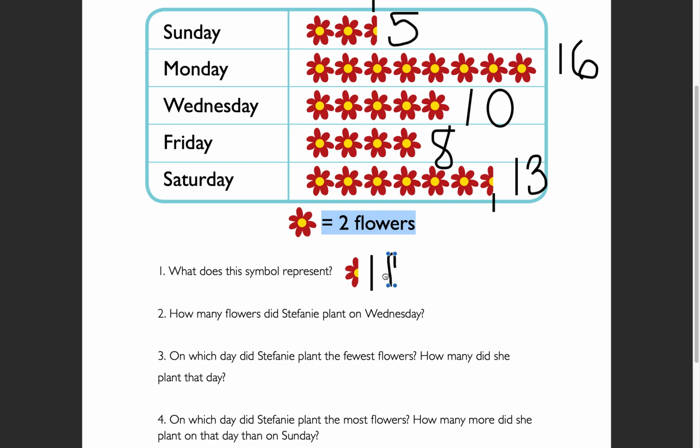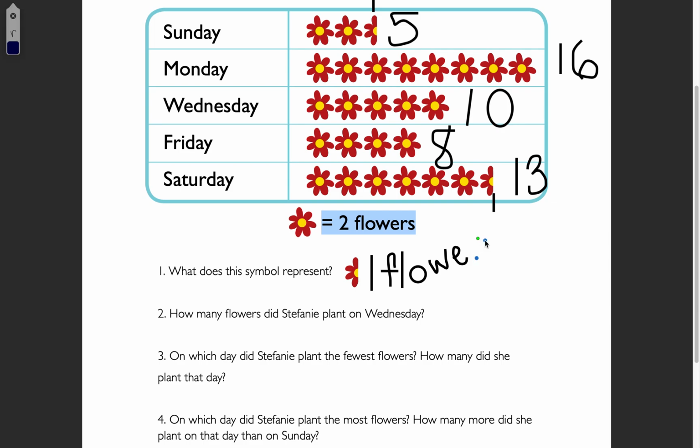See if I can, oop. It's tricky writing on these computers, I tell ya. One flower. Very good job, boys and girls.